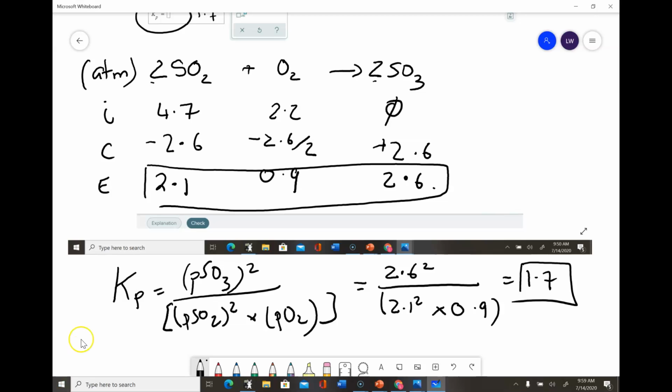Okay, so that's it. I hope it helps. I think the first point is getting the balanced equation, and then secondly, setting up the ICE table to get your equilibrium amounts.